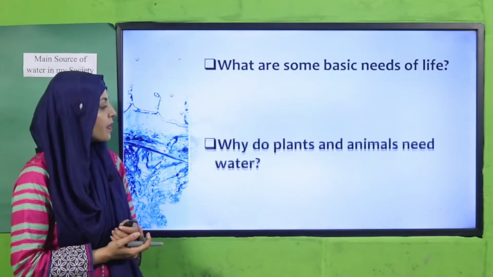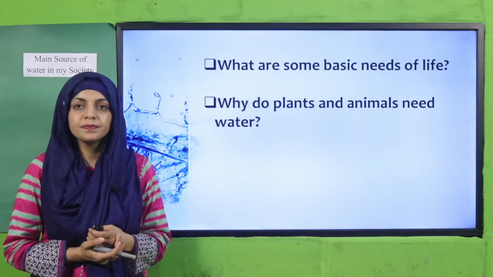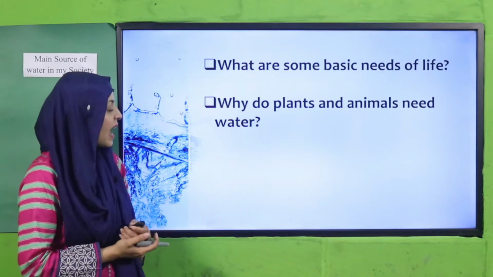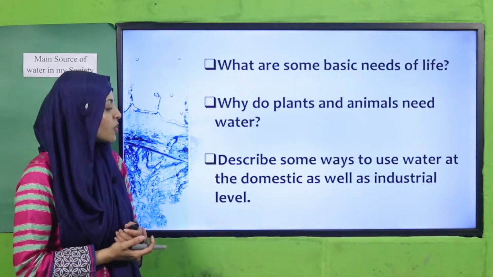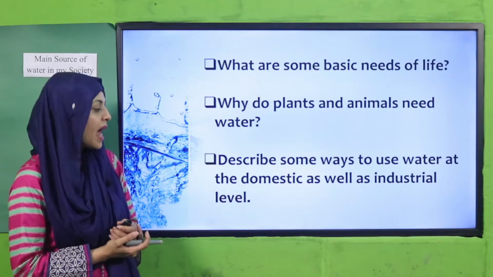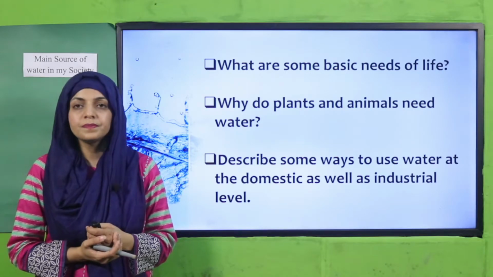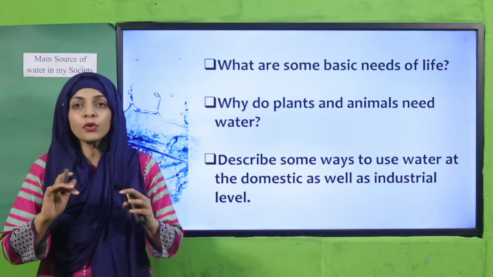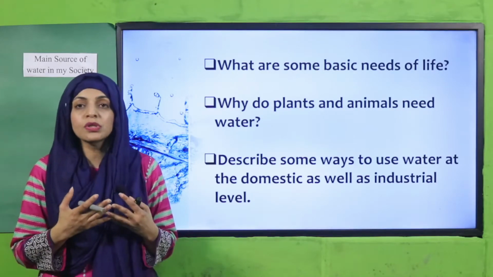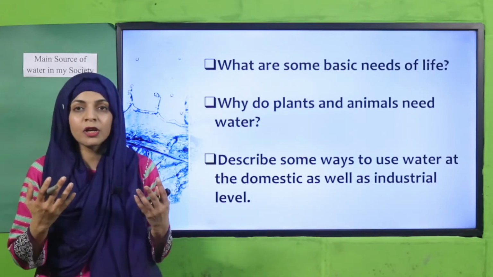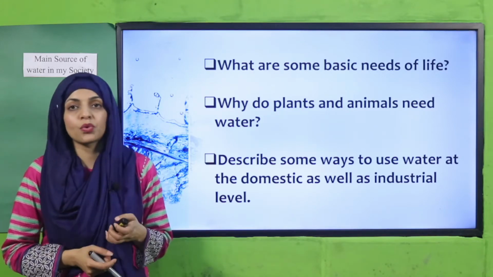Very good. Why do plants and animals need water? Very nice. Now tell me, describe some ways to use water at the domestic as well as industrial level. Very nice. So now you know that we need water on daily basis. We also use it at industrial level, at a bigger level. So water is an extremely important resource.